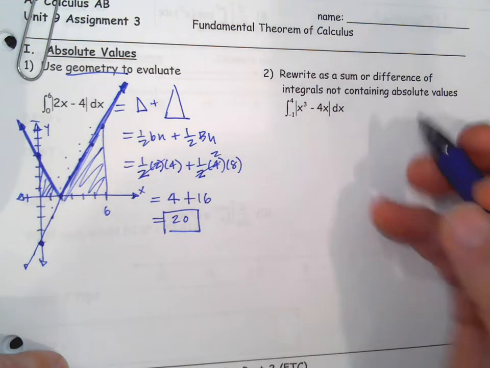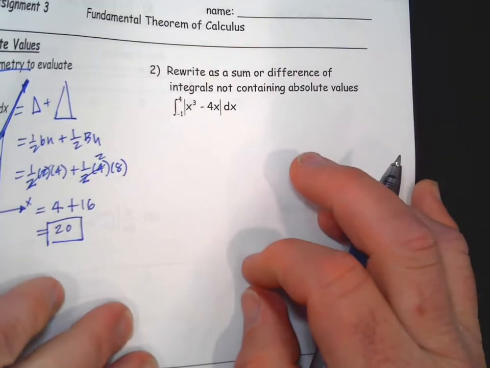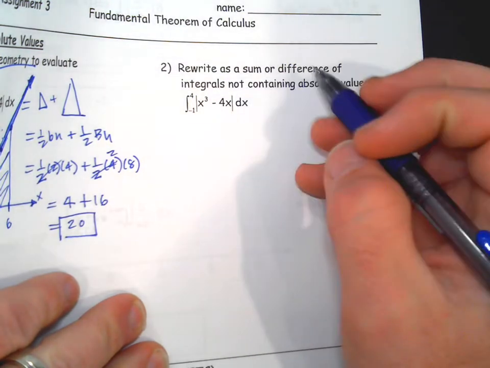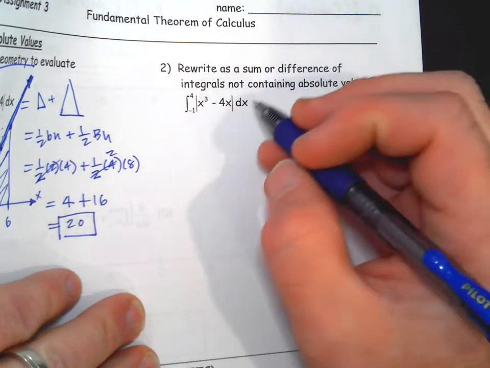So that's one option, as long as the graphs are very linear in nature: triangles, rectangles, trapezoids, things like that. But most functions aren't like that. So we're going to do this one and solve it the more common way.